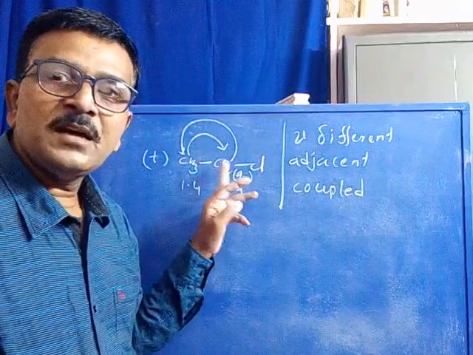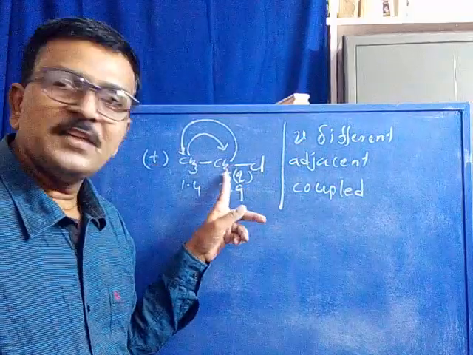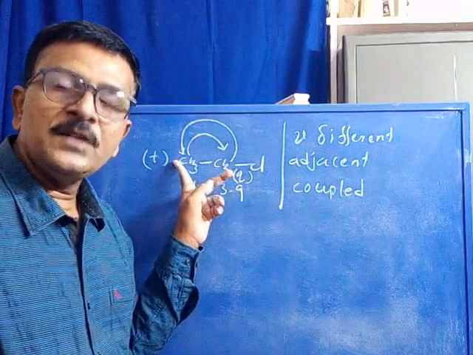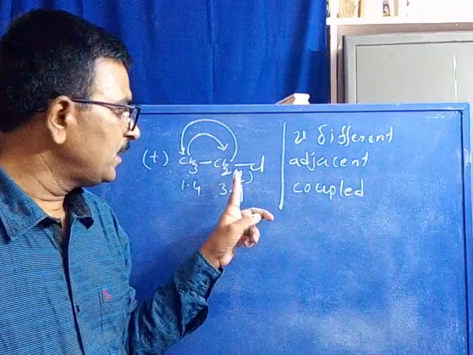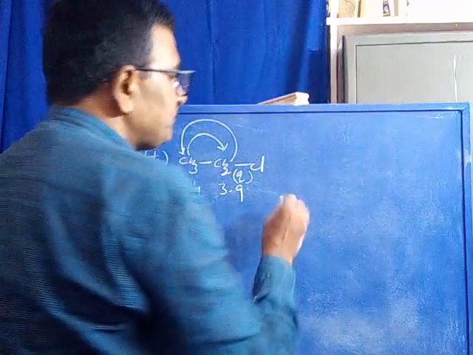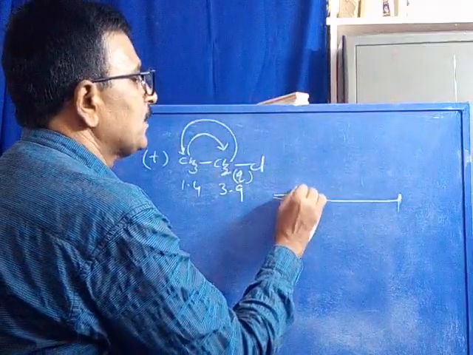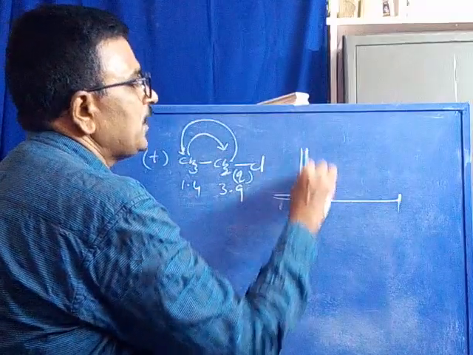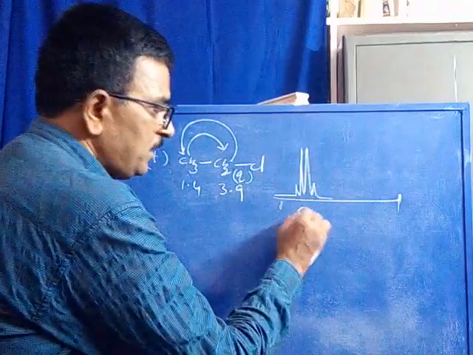Now, CH3 is coupled with 2 hydrogens, 2 plus 1, triplet. CH2 protons are coupled with 3 hydrogens, 3 plus 1, quartet. So, CH3 appears as a triplet, CH2 appears as a quartet. It can be presented like this. CH2 as a quartet: 1, 2, 3 and 4. This is the quartet signal for the CH2 protons.